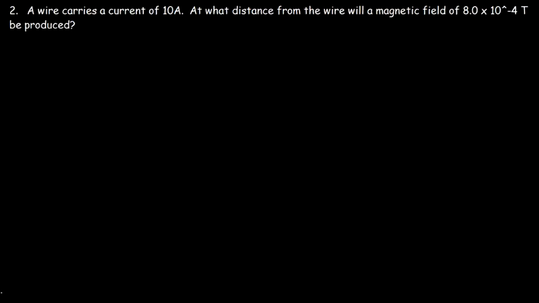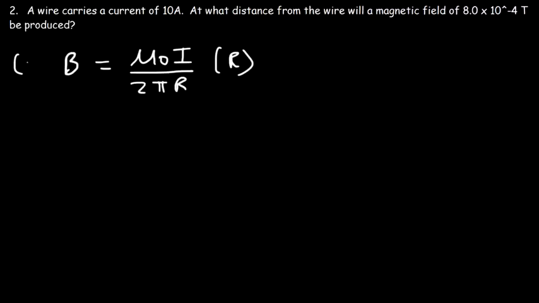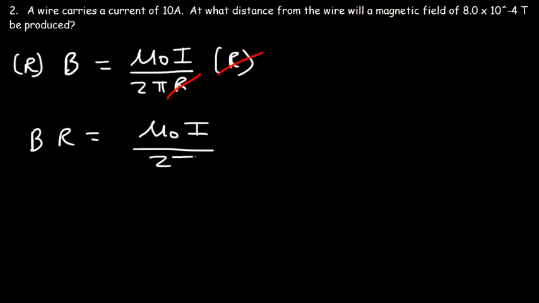Number 2, a wire carries a current of 10 amps. At what distance from the wire will a magnetic field of 8 times 10 to the minus 4 Teslas be produced? So we have to find R in this case. We can use the same equation. We don't have to worry about the direction, so we don't really need to draw a picture. So let's solve for R. Let's multiply both sides by R. On the right side, it's going to cancel. So B times R is equal to mu 0 times I divided by 2 pi.